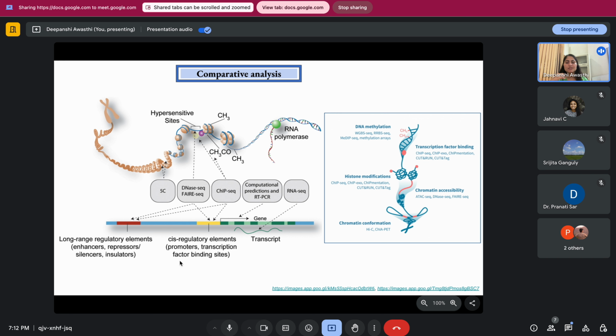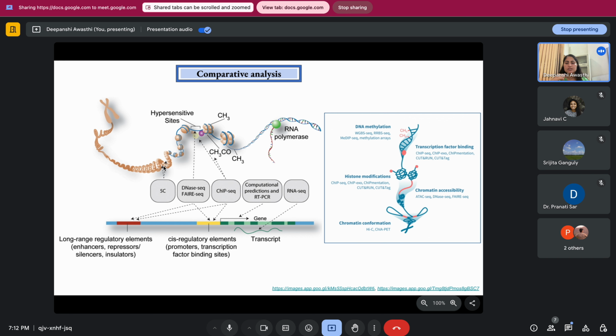Both of these elements can be identified with the help of DNase-Seq, FAIRE-seq and ChIP-Seq, because ChIP-Seq will help you identify the protein binding sites, and these regions bind to transcription factors or some activators. Activators are also proteins. In that way ChIP-Seq will help you identify these regions. And if you want to look at which transcripts are being expressed, you can go for RNA-seq. Computational predictions and RT-PCR can be done to increase the copy number of the DNA reads which you have obtained.